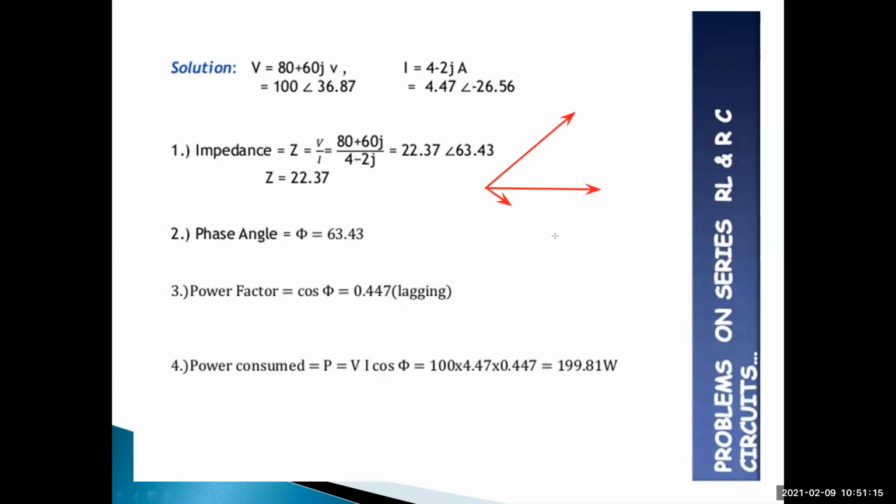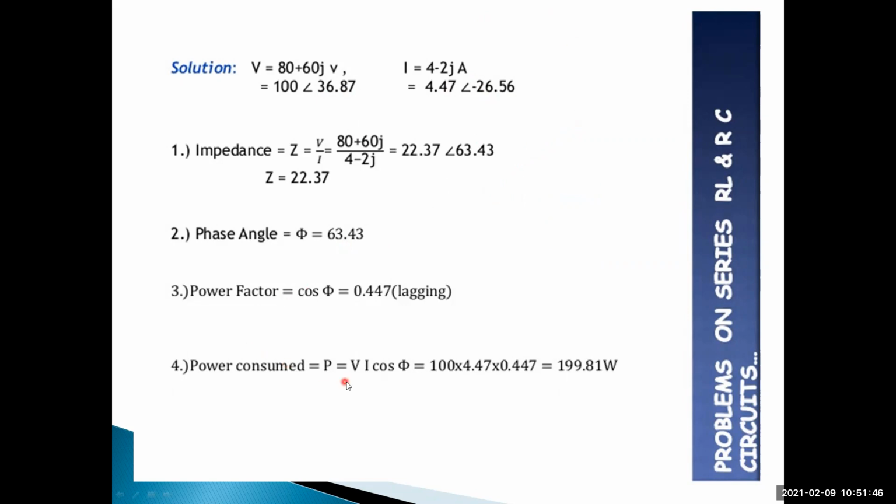So current lagging means it is like this. This is the current waveform, this is the reference 0, and this is the voltage. What is the angle between voltage and current here? This is the voltage phasor and this is the current phasor. The angle between these two is the addition, 36.87 plus 26.56, which is 63.43. It's clear.